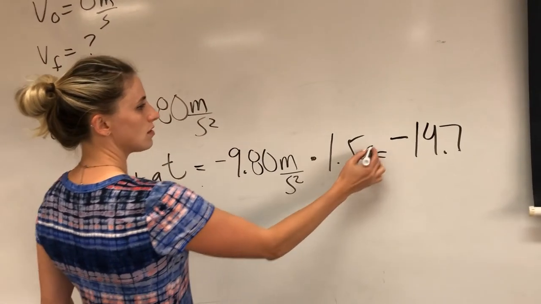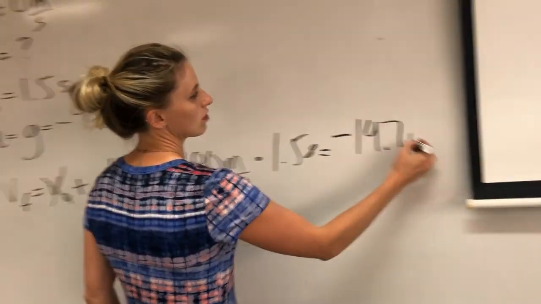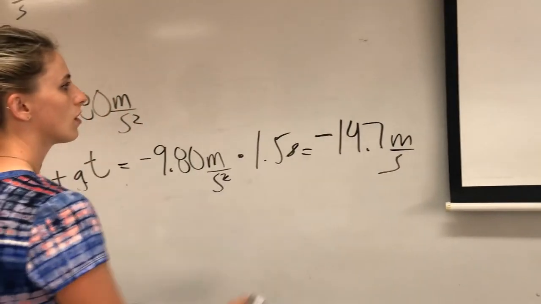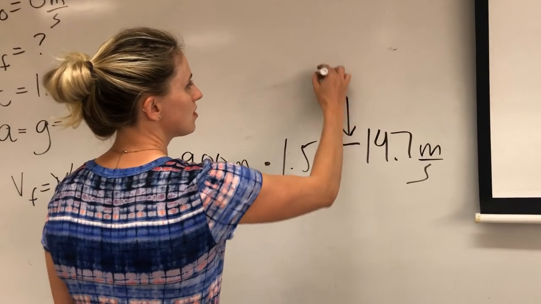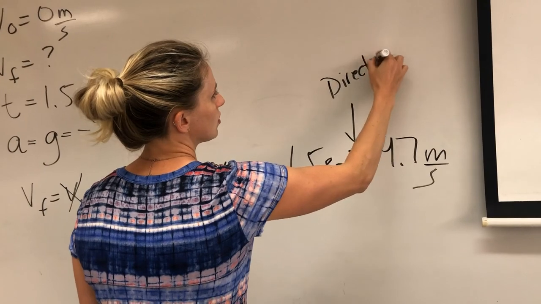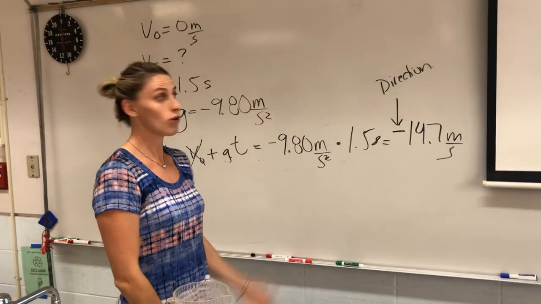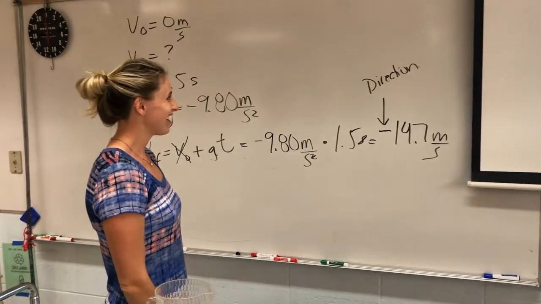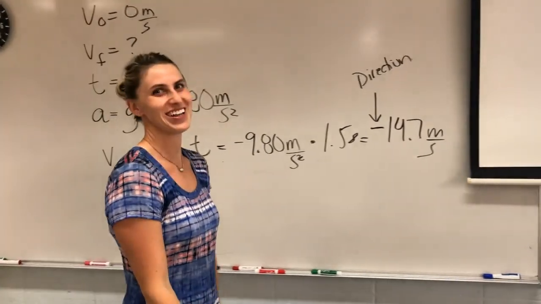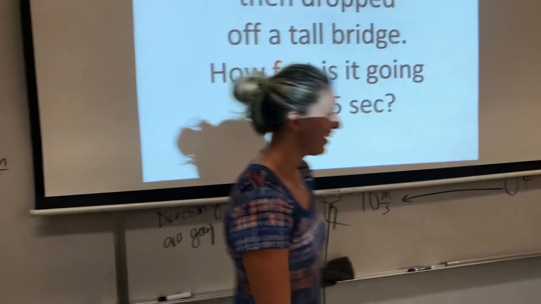Velocity? Meters per second. What does it mean if the velocity is negative? It has to do with the direction. It just means that it's going in the negative direction. Falling, right? Falling can be a negative experience.